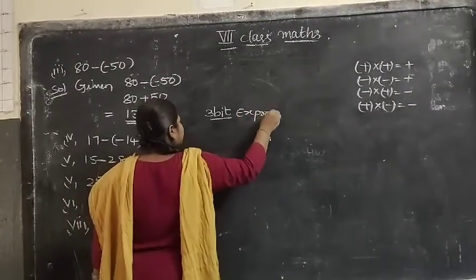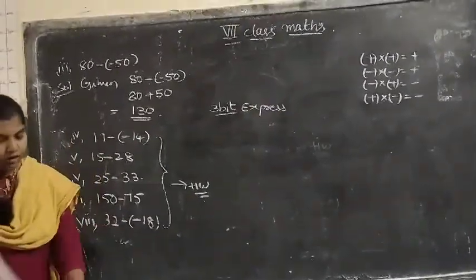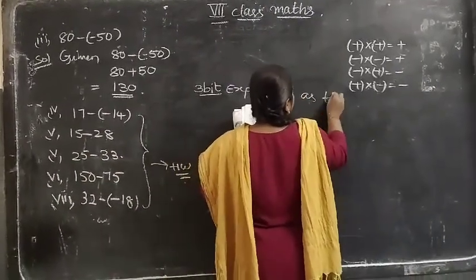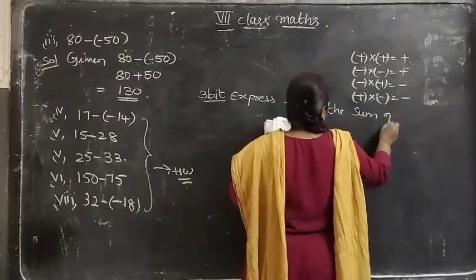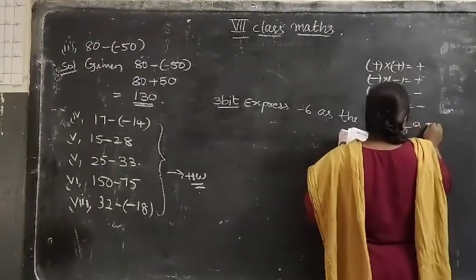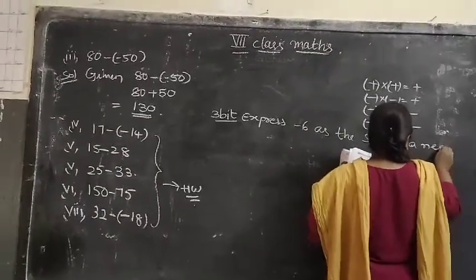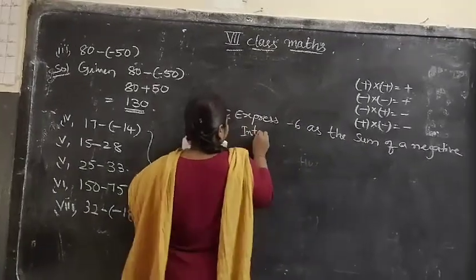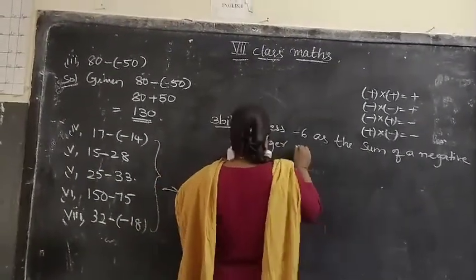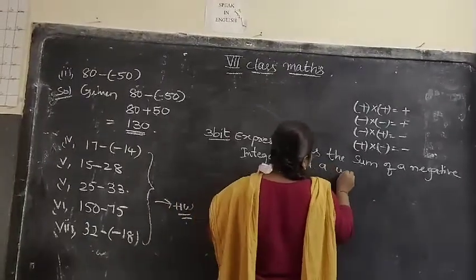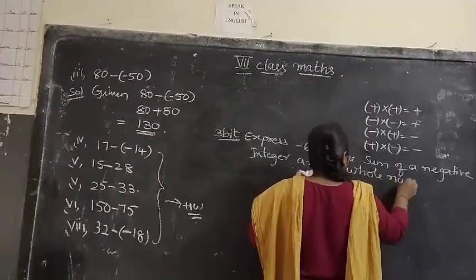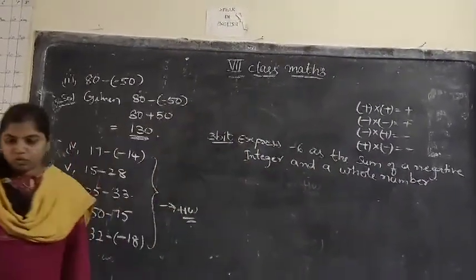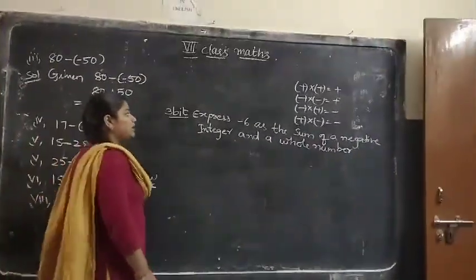Express minus 6 as a sum of a negative integer and a whole number. So what is the question? Express minus 6 as a sum of a negative integer and a whole number.